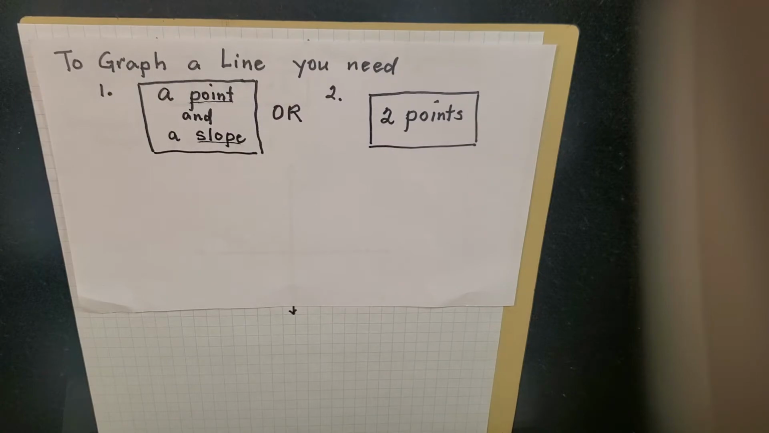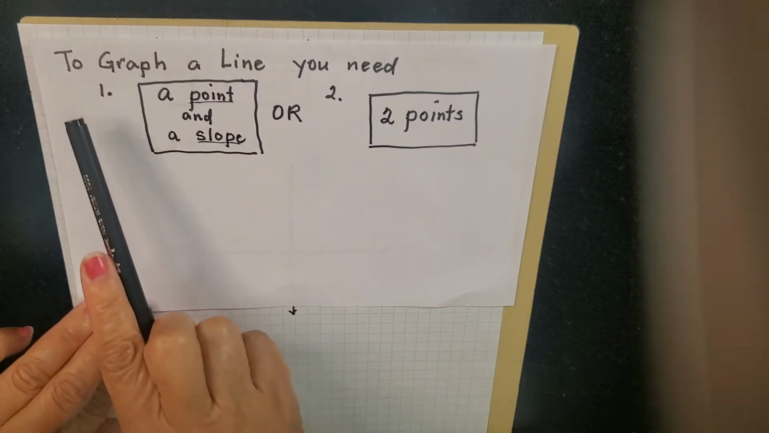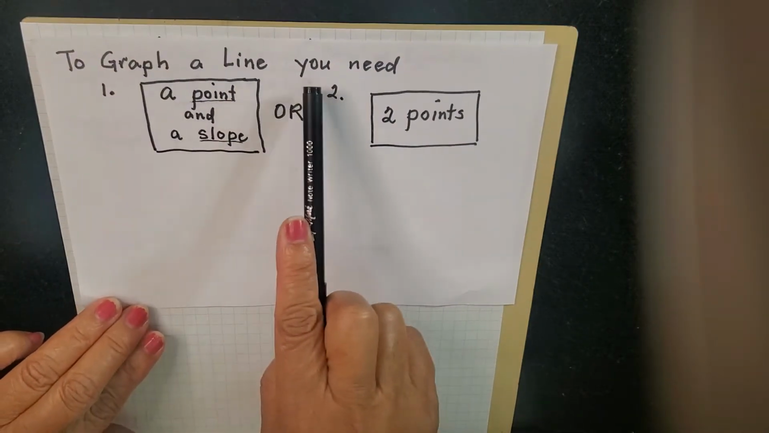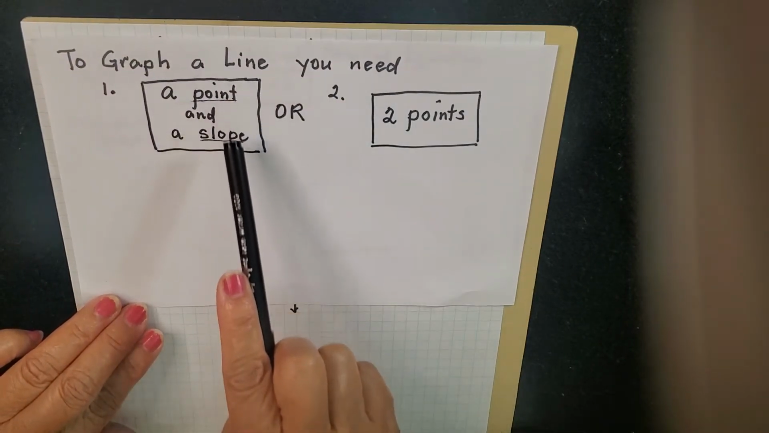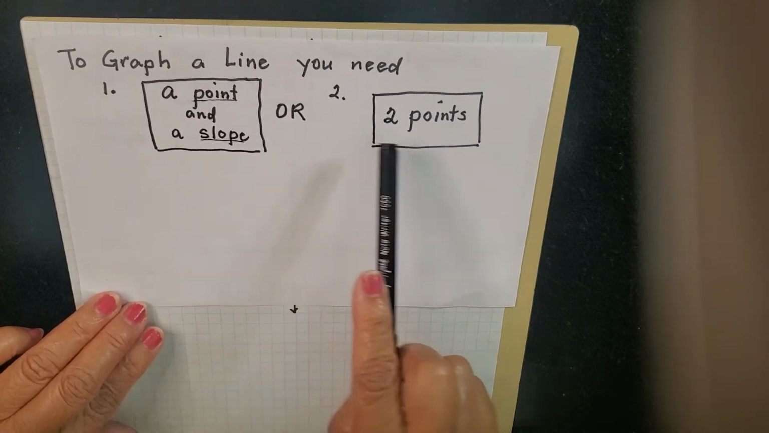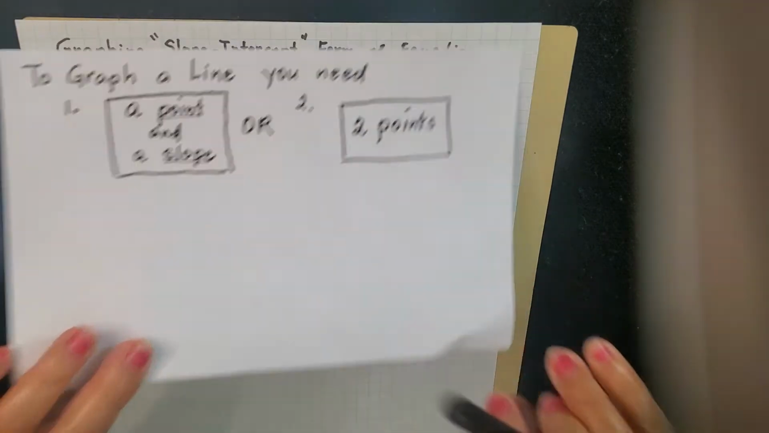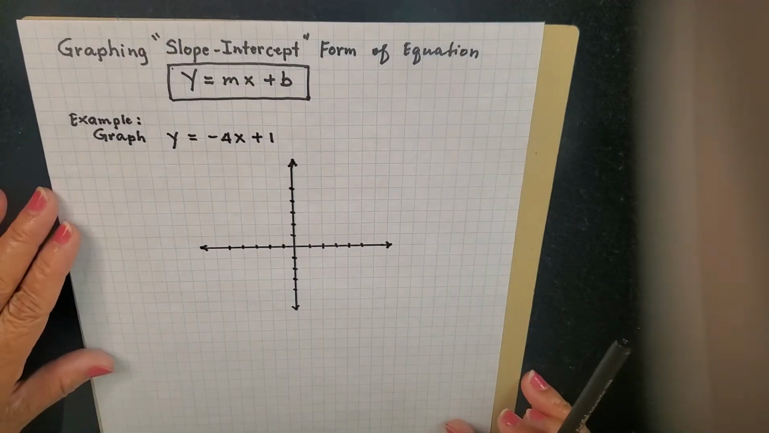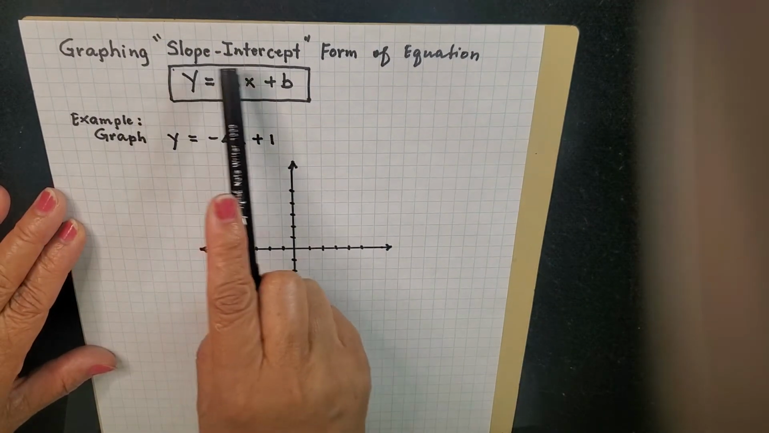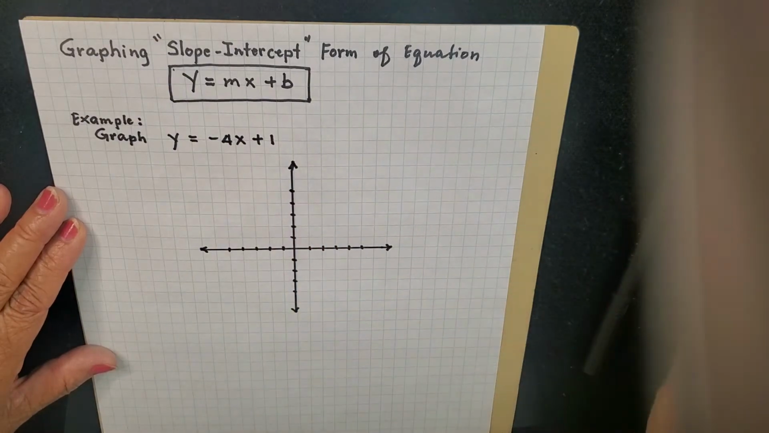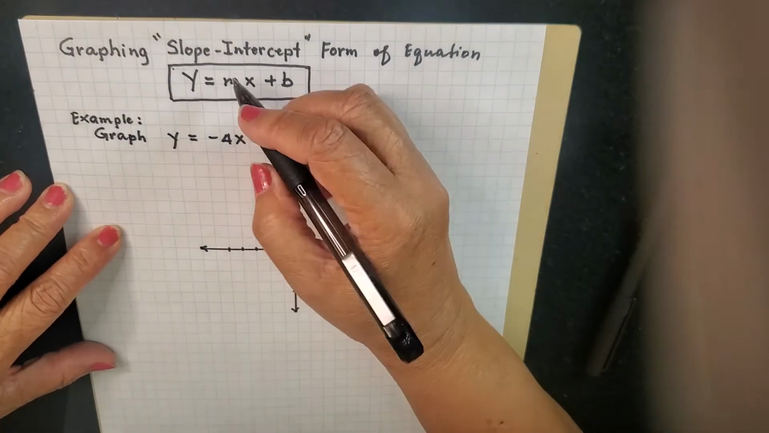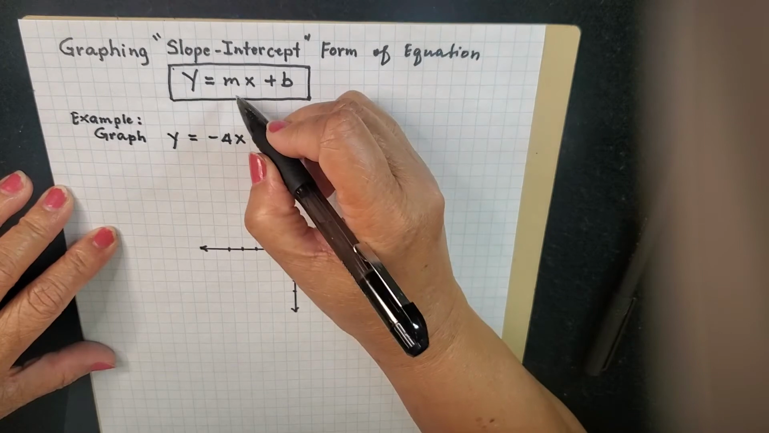So this is our last equation to graph. And I will always emphasize, to graph a line, you need a point and a slope, or 2 points. Okay? So this is the last form of equation. It is called slope-intercept form of equation. Let us identify the parts.